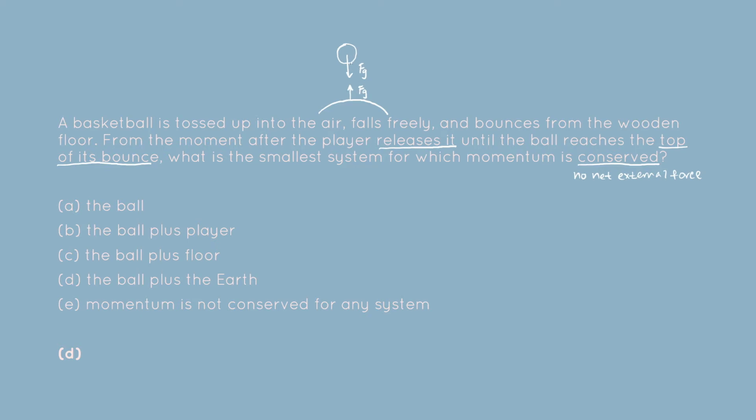Right, so if we consider the ball-earth system, then the force of gravity will be an internal force. Hence, there is no net external force acting on the ball-earth system, and momentum is conserved. So if you consider any other option, there will be an external force acting on the system. For example, if you consider option A, for the ball, there is a net force acting on the ball, which is the force of gravity. Same for the ball plus the player, the ball plus the floor.